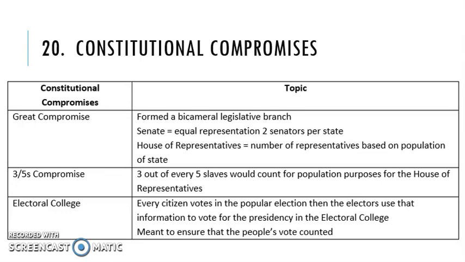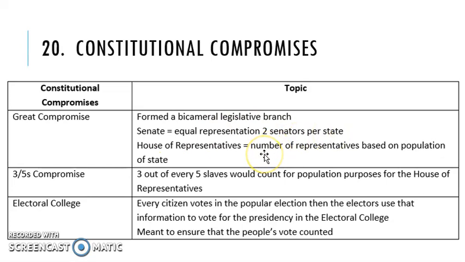So Virginia and New Jersey are battling it out, and then the great state of Connecticut comes up with the Great Compromise. They take a little bit of the Virginia plan, they take a little bit of the New Jersey plan, and they come up with a Great Compromise. So what they get is two houses, a bicameral legislative branch. Okay, one house is going to be the Senate, and this would be the upper house. For that one, you're going to get equal representation, 2 senators per state. That's kind of what New Jersey wanted, so New Jersey got a little bit of what it wanted.